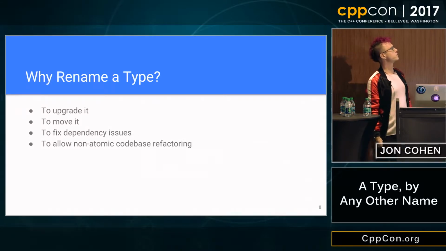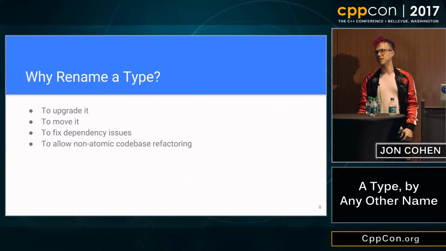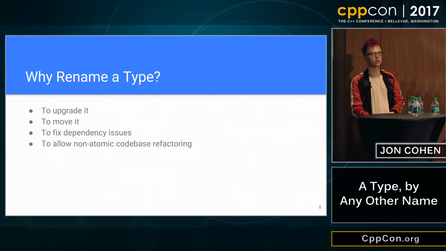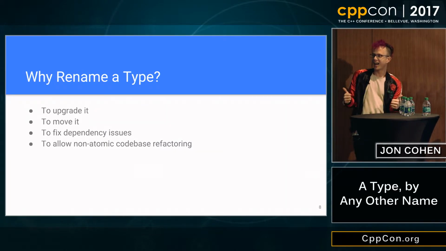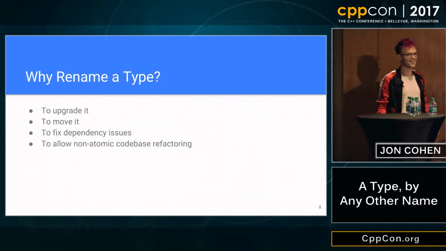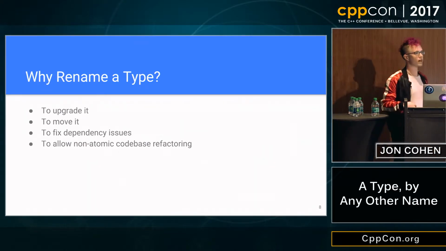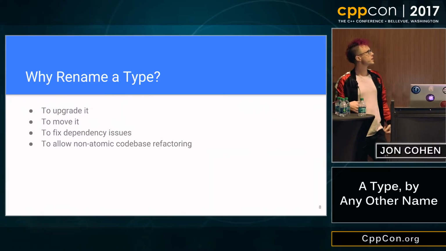Maybe you have some old version of an upcoming standard type. Maybe you have an optional type in your code. I'm sure a lot of people here have some kind of optional in their code base. And they might want to move to std optional or Abseil optional. So you may want to upgrade. You may want to gradually rename everything that says my optional to std optional. You might want to move it.